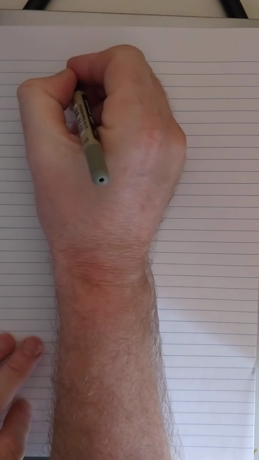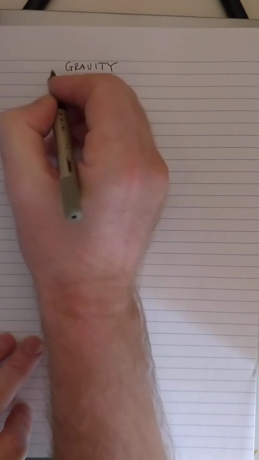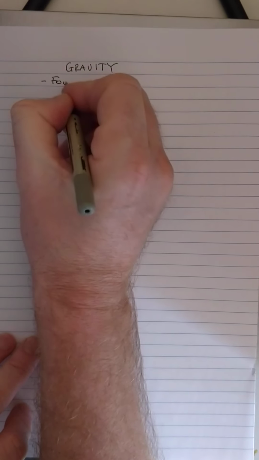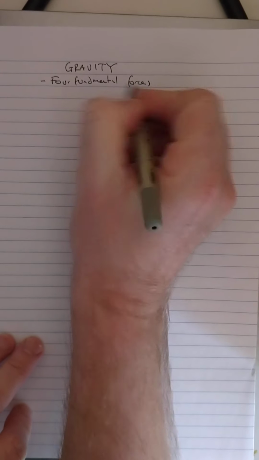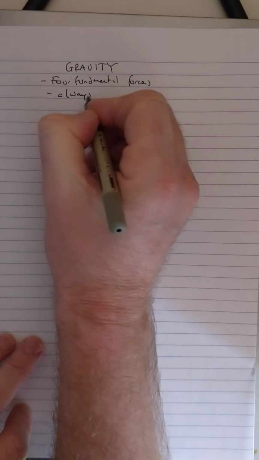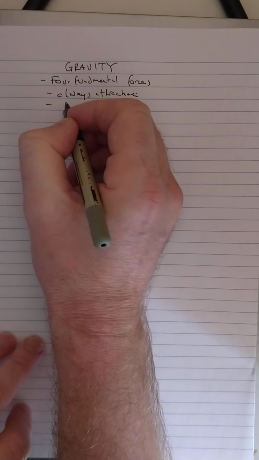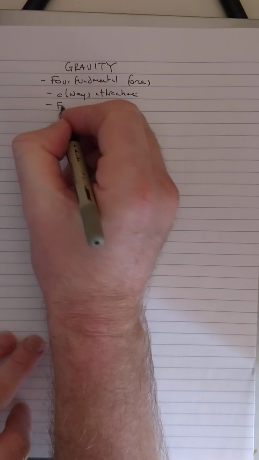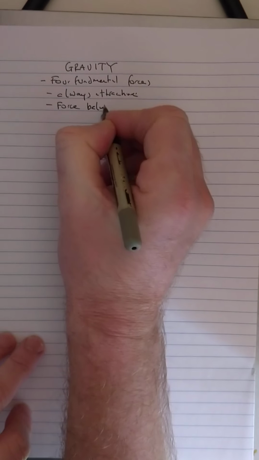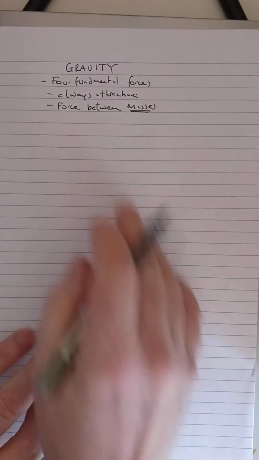So we're talking about gravity, or gravitation, and we know that it's one of the 4 fundamental forces. We know that it is always attractive, no negative gravity, and we know that it is the force between masses. The third thing, force between masses. Remember electromagnetic force, force between charges, electricity. This is force between masses, gravity.